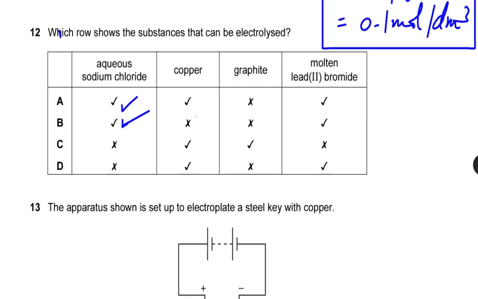Can copper be electrolyzed? No, copper cannot be electrolyzed. This one is wrong. So what about graphite? It is not an electrolyte. Molten lead bromide are the electrolytes. So B is the correct option.